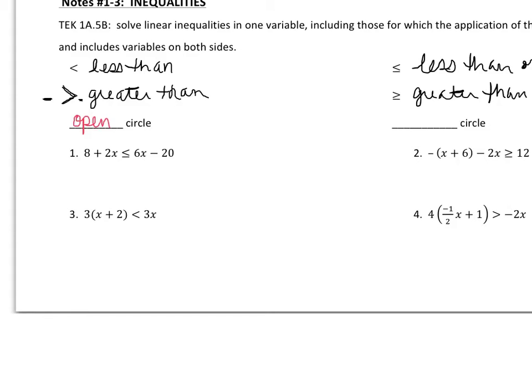The less than or equal to, greater than or equal to is going to be what we call a closed circle because we want to include the number that you put the circle on. So we're going to close it up. We're going to fill it in so that we can say that that number is included. All right, so let's go ahead and work the first problem.